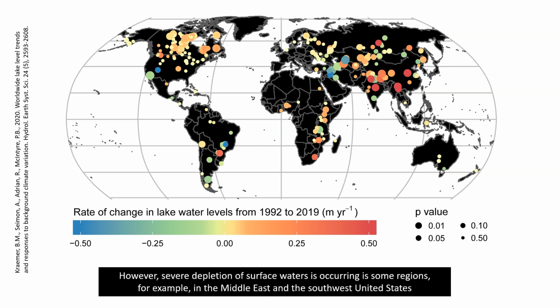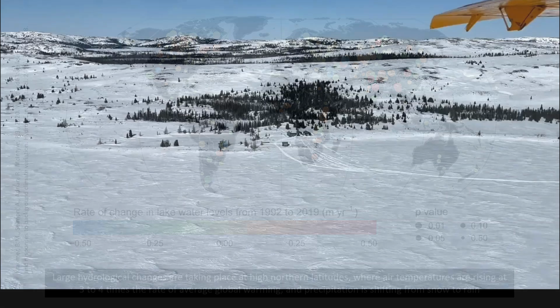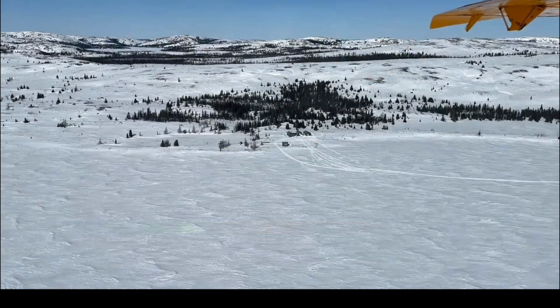However, severe depletion of surface waters is occurring in some regions, for example, in the Middle East and the Southwest United States. Large hydrological changes are taking place at high northern latitudes, where air temperatures are rising at 3 to 4 times the rate of average global warming, and precipitation is shifting from snow to rain.